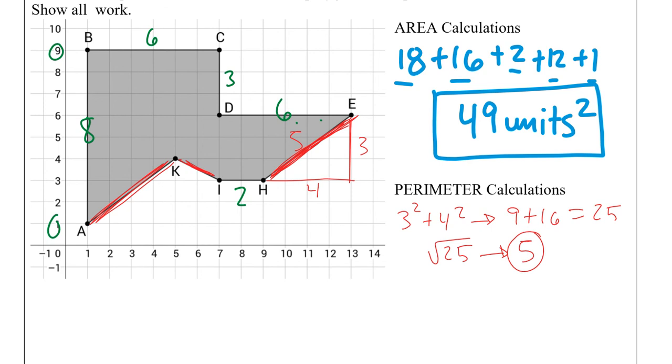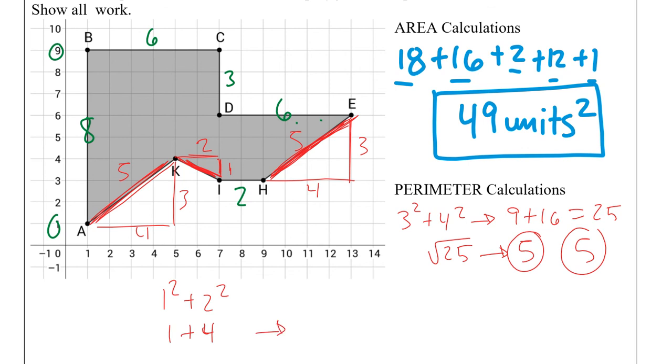And this one ends up the same. It's also a 3 by 4, so this also has a length of 5. So I've got another 5 in my perimeter. The only one not accounted for is this one from K to I. You can see this is 1 and this is 2. So 1 squared plus 2 squared is 1 plus 4, and the length of that segment is the square root of 5. So part of my perimeter is root 5.